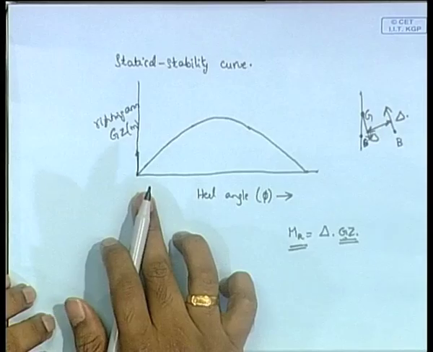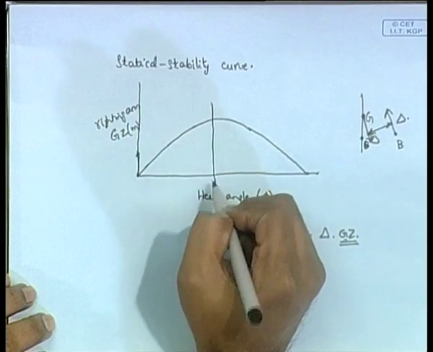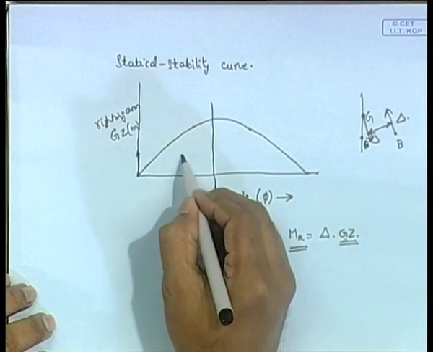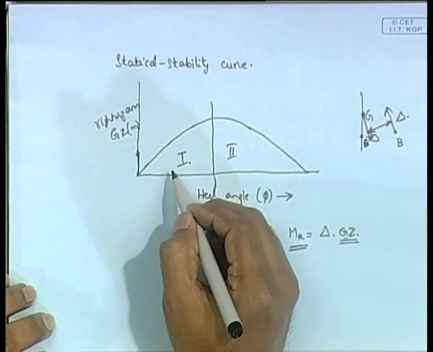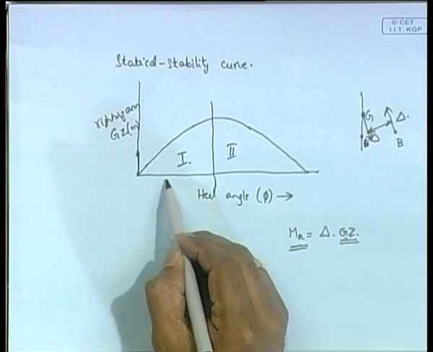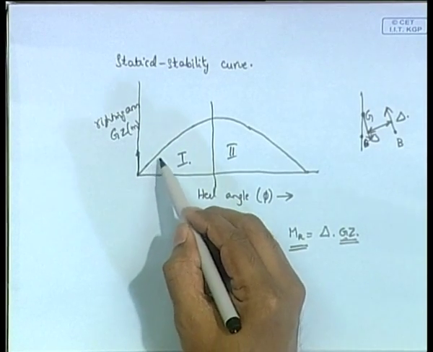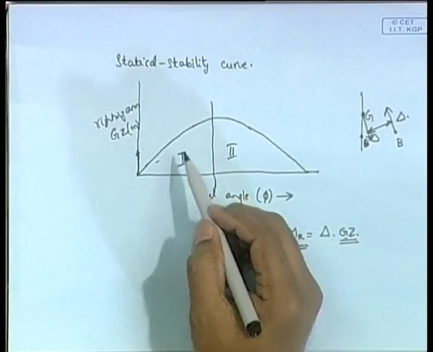Now, if you look at this figure, what do you see? In the initial stage, let us consider this region. In this first part, when your heel angle increases, the ship is initially like this, it starts to heel and its heel angle keeps increasing. But what is happening when the heeling angle increases? Gz keeps increasing. That is what this figure shows in this part of the curve. So, Gz keeps increasing means that the righting moment keeps increasing.